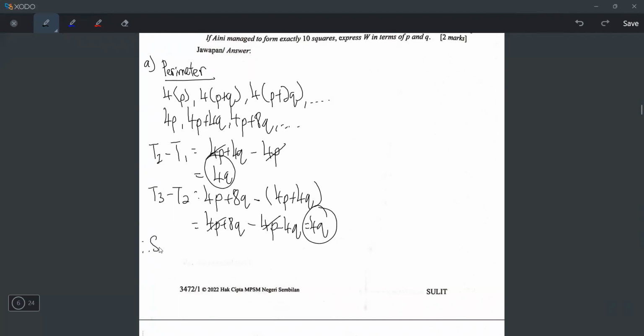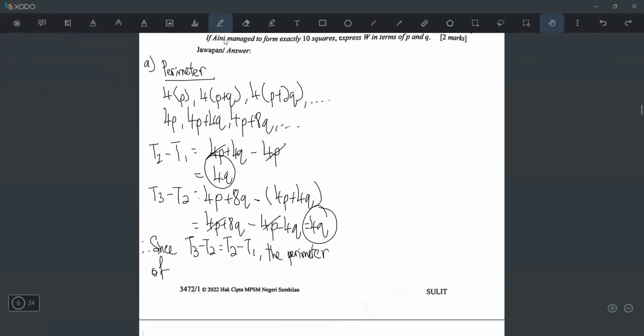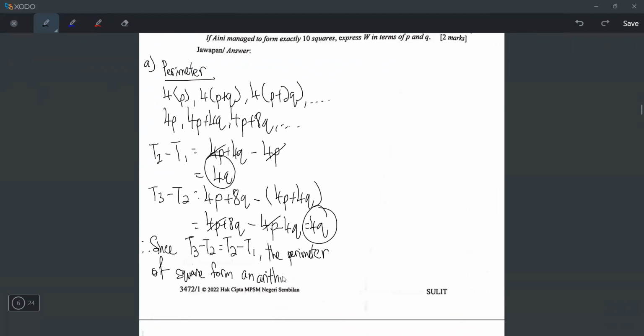So I can write what? Since T3 minus T2 gives you the same value as T2 minus T1, we can conclude that the perimeter of what? Triangle, what, square, right? The perimeter of the squares form an arithmetic progression. Okay, but if you look at the Kelantan paper, it's a geometric.